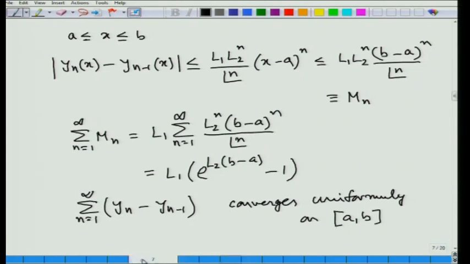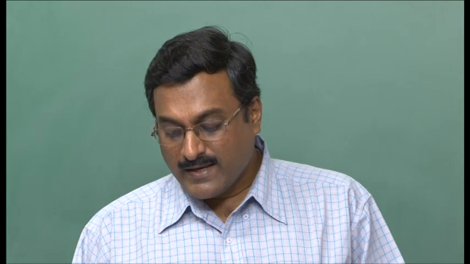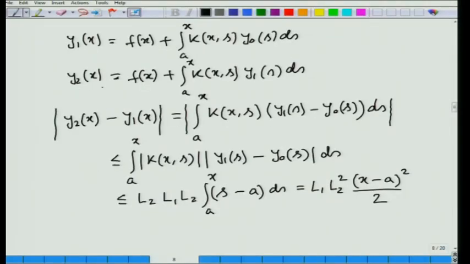Now, if we go back to the previous slides, then we can see that y_1(x) is calculated from this result, that is f(x) plus this one. Now, f(x) is continuous. As f(x) is continuous, after integration we can find y_1(x) is continuous. Once y_1(x) is continuous, from the definition of y_2(x), y_2(x) is equal to this one, f(x) is continuous, K(x, s) is also continuous, y_1(s) is continuous. So, y_2(x) is continuous.